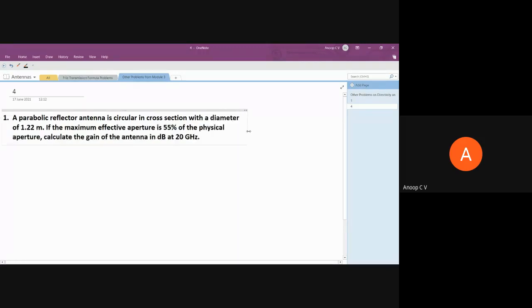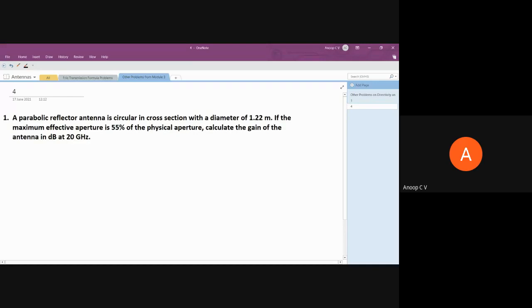A parabolic reflector antenna is circular in cross section with a diameter of 1.22 meter. If the maximum effective aperture is 55% of the physical aperture, calculate the gain of antenna in dB at frequency 20 gigahertz. That is the question.